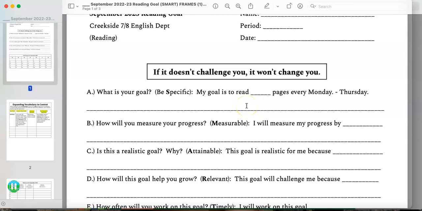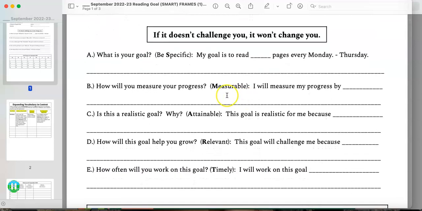And so let's say a student says, I'm going to read 20 pages every Monday through Thursday for the month of September, or even maybe part of October, but I really like to focus on just the month of September, even though it's not a full month. And for that goal, to explain how will you measure your progress, students will complete the sentence, I will measure my progress by writing down the pages that I start with and end with.